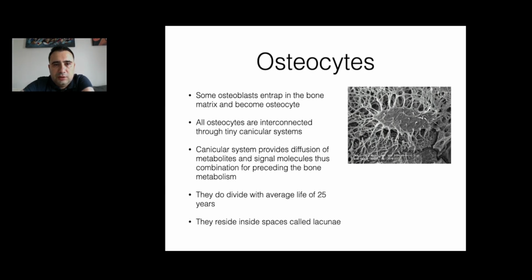Osteocytes are originally osteoblasts, which are entrapped in bone matrix, and they differentiate into osteocytes. All osteocytes are interconnected through tiny canalicular systems. This canalicular system provides diffusion of metabolites and signal molecules, and they coordinate bone metabolism. So they're responsible for the metabolism of bone. They divide, even though it's slow, with an average life of 25 years. And the spaces they reside in are called lacunae.